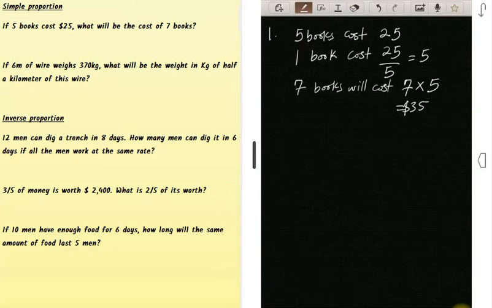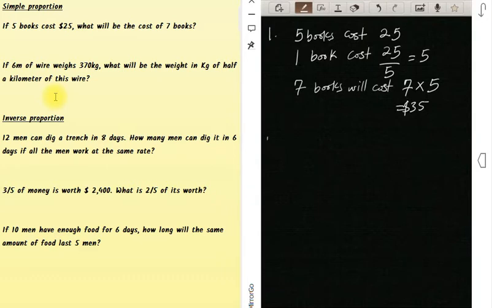Question 2: if 6 meters of wire weigh 370 kilograms, what will be the weight in kilogram of half a kilometer of wire? I bet you can solve this. All you need to do is to replace this half a kilometer with 500 meters, okay, and then use your unitary method or unit to compare whatever you have, okay, and solve.